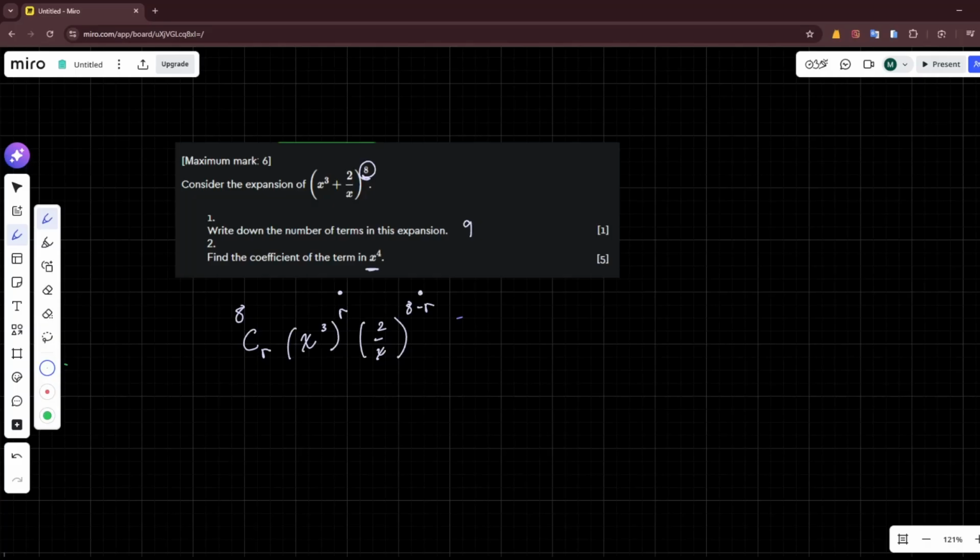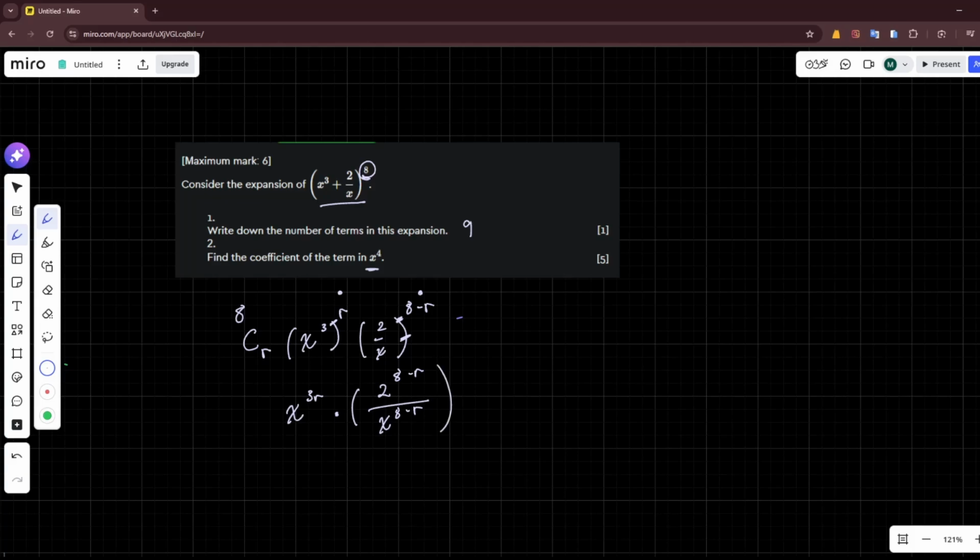And then we can work through trying to simplify this general term, because this is going to work for any term in this binomial expansion, but we need to figure out which term is going to give us the power of 4. So we can use our exponent rules here and multiply the 3 and the r, and in this case, just raise the 2 and the x to 8 minus r. So that becomes x to the power of 3r multiplied by 2 to the power of 8 minus r over x to the power of 8 minus r.